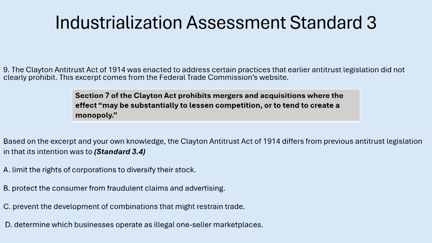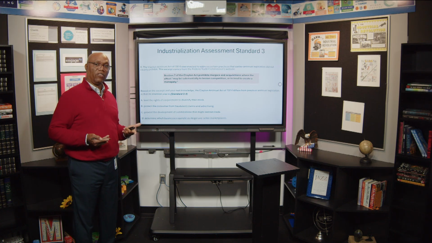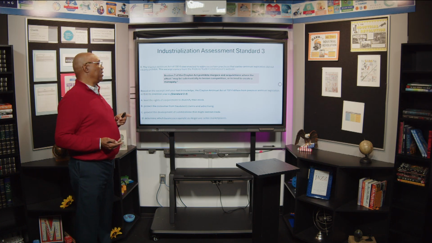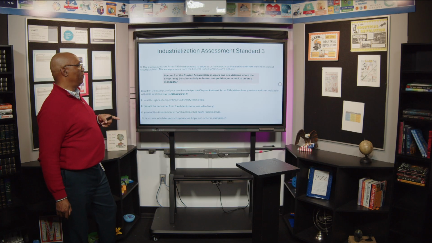All right, look at the next question. The Clayton Antitrust Act of 1914 was enacted to address certain practices that earlier antitrust legislation did not clearly prohibit. This excerpt comes from the Federal Trade Commission's website: Section 7 of the Clayton Act prohibits mergers and acquisitions where the effect may be substantially to lessen competition or tend to create a monopoly. As we said a few moments ago, the Clayton Antitrust Act was used to bolster the Sherman Antitrust Act.